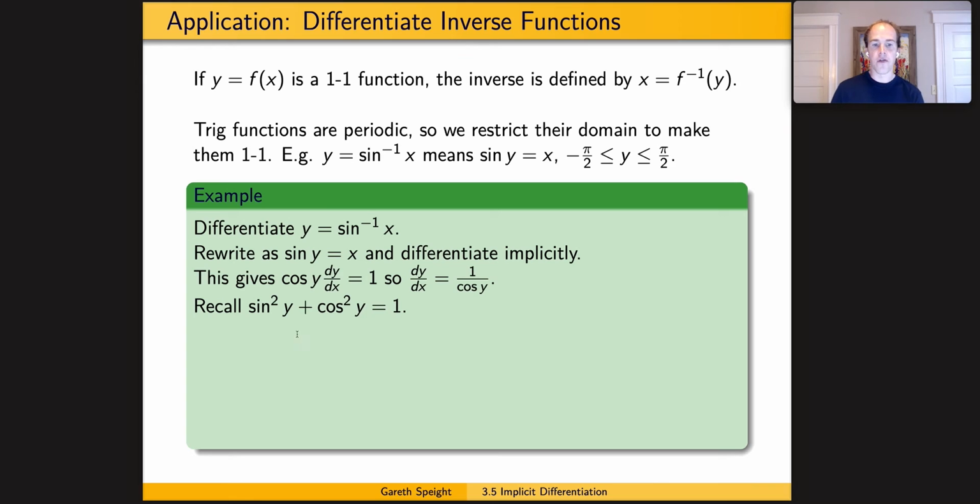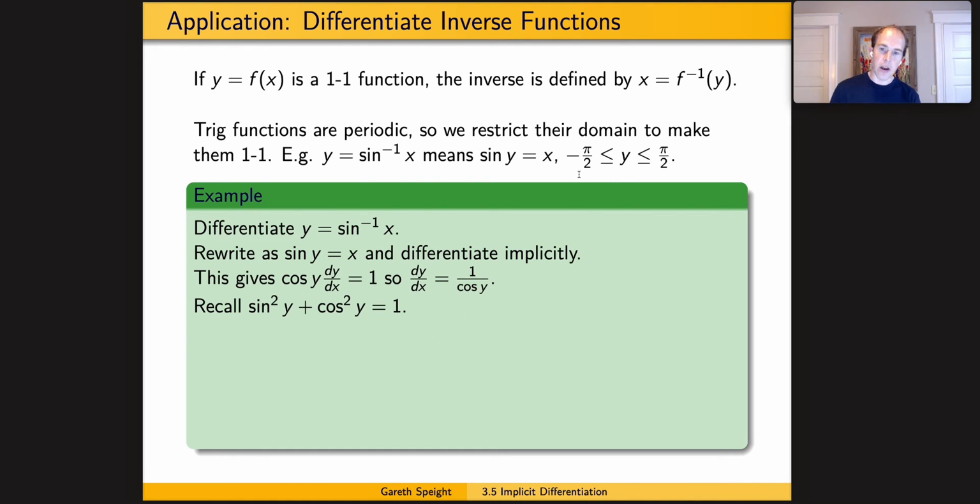So let's try to solve this for cosine y. We would get cosine squared y equals 1 minus sine squared y, and it seems like cosine y should be plus or minus the square root of 1 minus sine squared y. Remember, whenever we solve an equation like x squared equals something, we have to do plus or minus the square root. So it looks like cosine y is plus or minus the square root of 1 minus sine squared y.